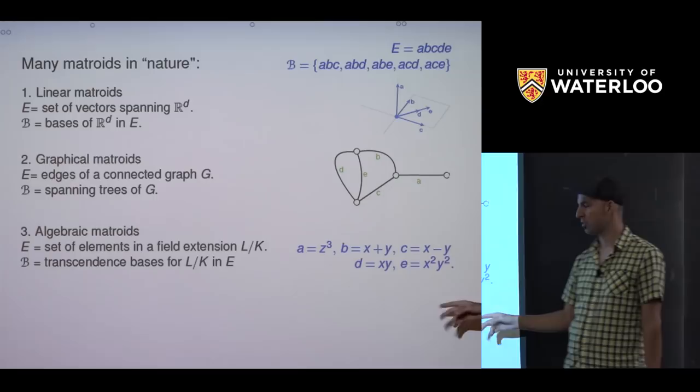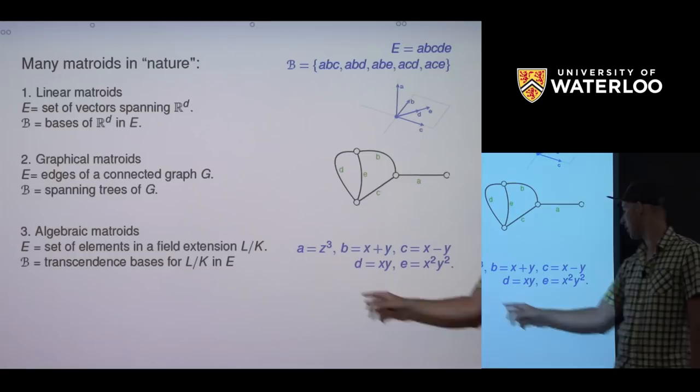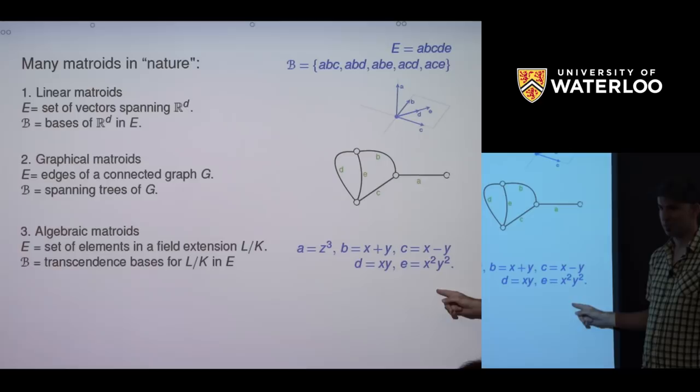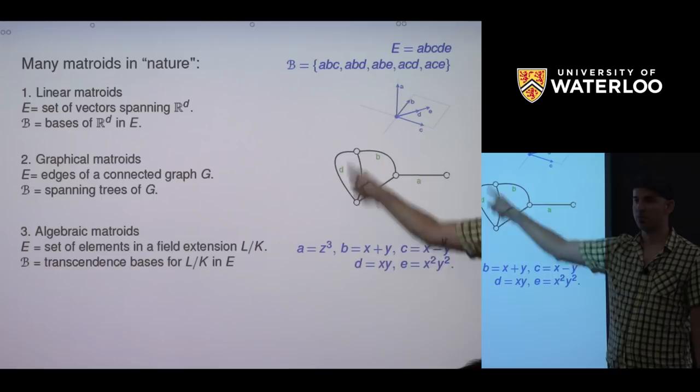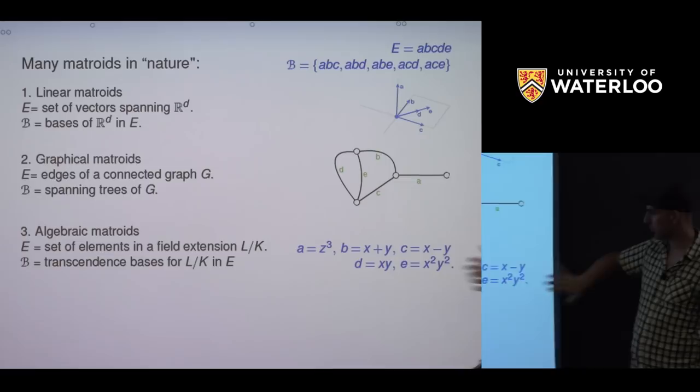Okay, so here, for example, you see that A is independent from everybody else, whereas D and E depend on each other. And that's analogous to A being independent from everybody here and D and E being dependent on each other, and the same with A being a bridge here, and D and E being dependent on each other. Okay, so if you do it carefully, you find that the algebraic matroid of this collection is also that same matroid. Okay.